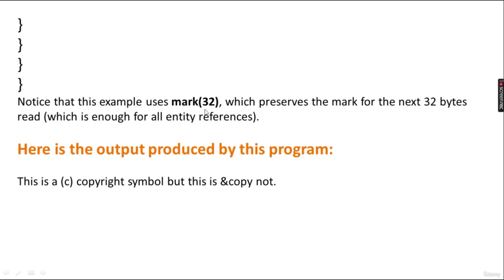This example uses mark 32, which reserves the mark for the next 32 bytes read, which is enough for all entity references. Okay. This one is the copyright symbol, but this one with ampersand copy is not, because it does not have a semicolon over here.